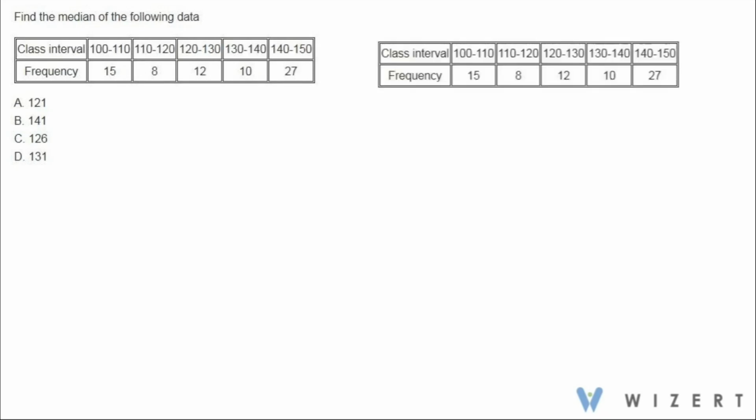We have this question here. Find the median of the following data. Now we know to find the median of grouped data, we will require cumulative frequencies of all these intervals. So let's make another row here, cumulative frequency.